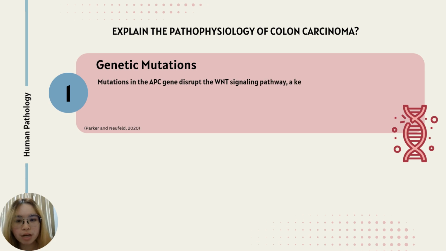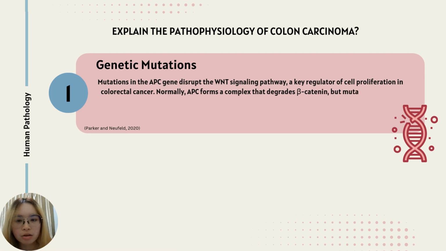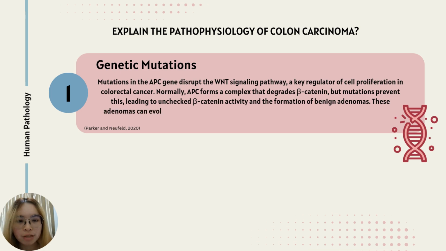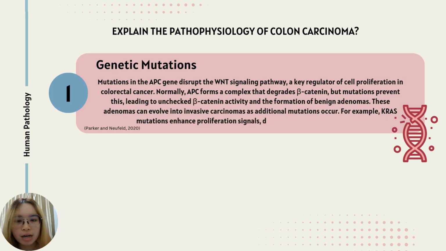First of all, genetic mutation. Mutation in the APC gene disrupts the WNT signaling pathway, a key regulator of cell proliferation in colorectal cancer. Normally, APC forms a complex that degrades beta-catenin, but mutation prevents this, leading to unchecked beta-catenin activity and the formation of benign adenomas. These adenomas can evolve into invasive carcinoma as additional mutations occur. For example, KRAS mutations enhance proliferation signals, driving uncontrolled cell growth.